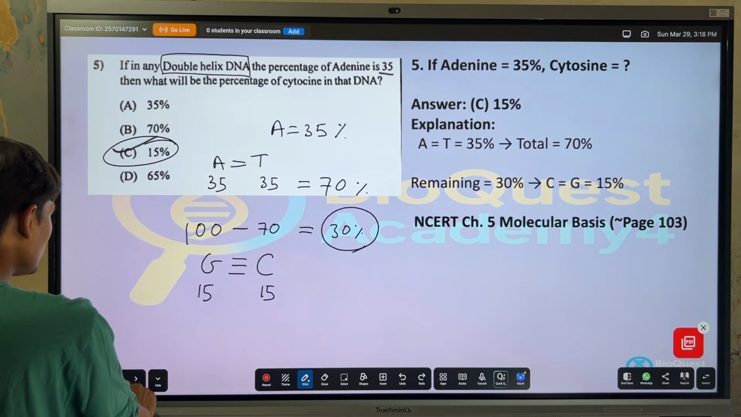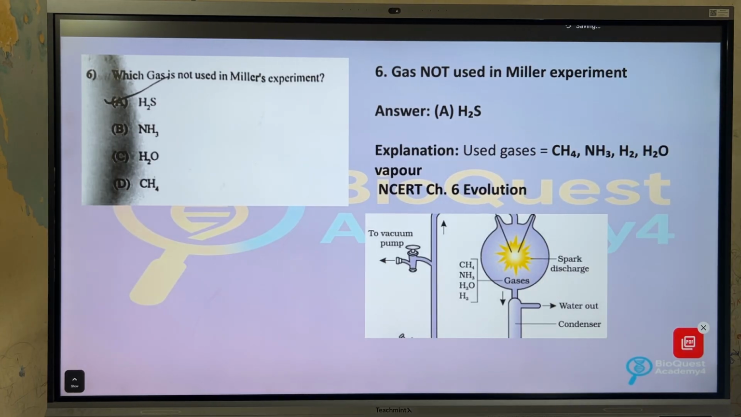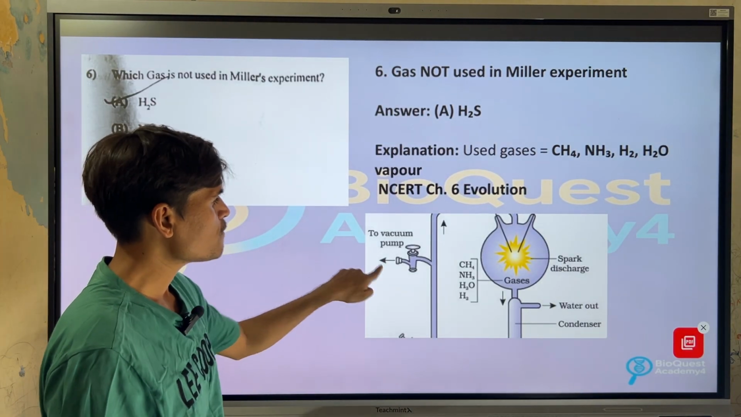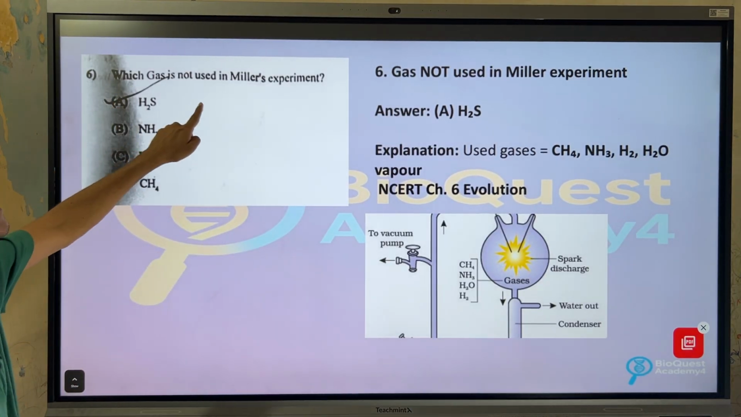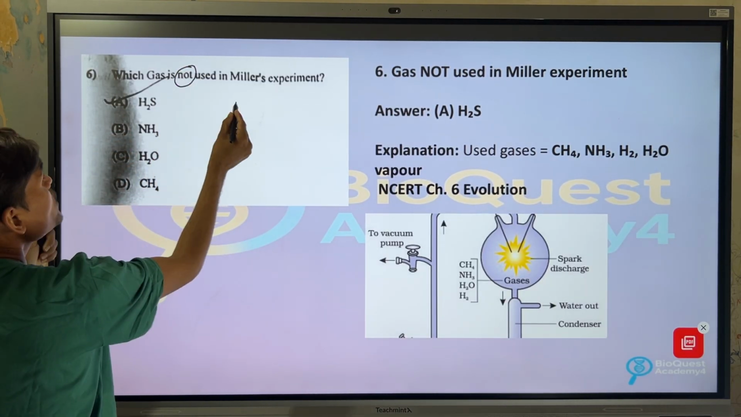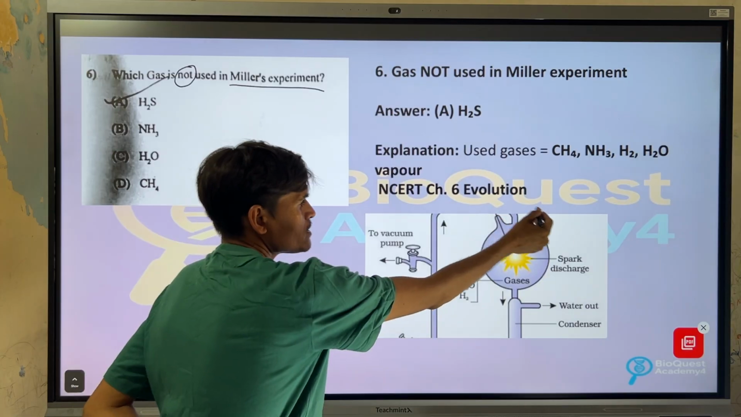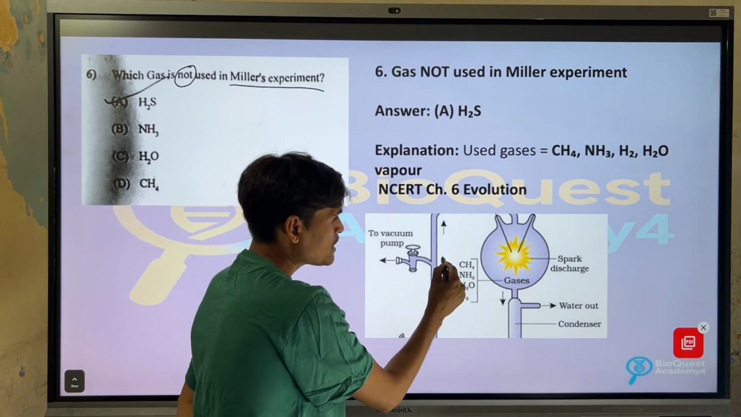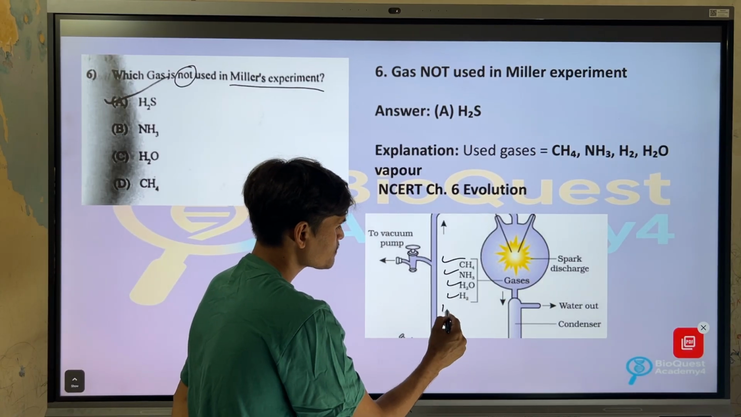Okay, then let's move to the next question. Now again, this is a question you can answer from the diagram. See, diagrams are very important. Here, which gas is not used in, read very carefully, not used in Miller's experiment? Options are H2S, NH3, H2O, CH4. Directly go for the diagram. This is Miller's experiment and he used CH4, NH3, H2O, H2. He used it.